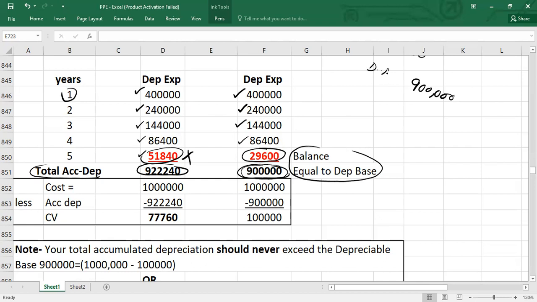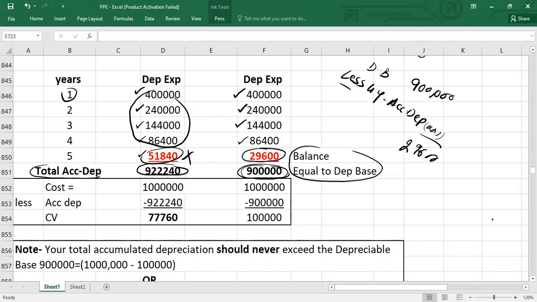What you can do from here, you can subtract the first 4 years accumulated depreciation. These are four values, first 4 years. You will subtract this value, and once you subtract the total of that, automatically the last year, fifth year balance should be 29,600. This way you can also calculate.